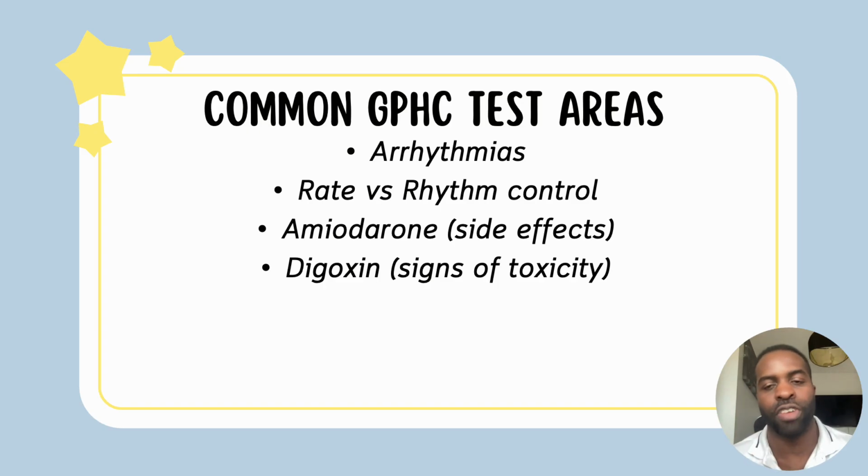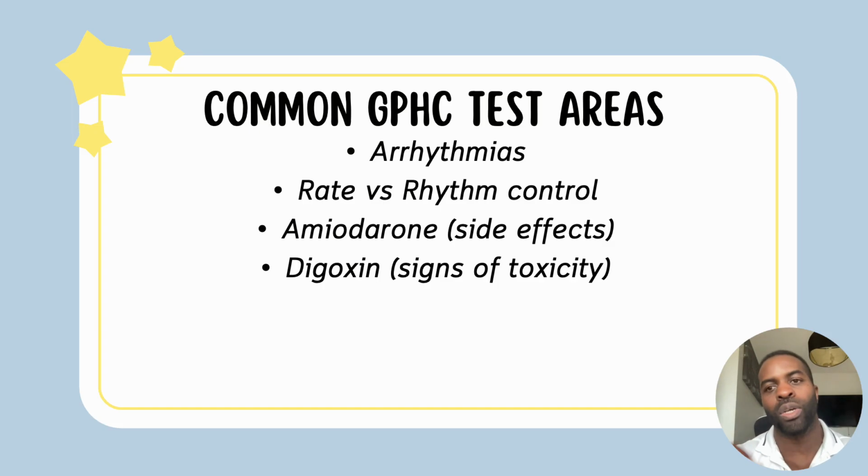Number one, you need to know what an arrhythmia is and also the definition of arrhythmias, which is just abnormal heart rhythm. Second thing is you need to know the difference between rate control and rhythm control, and also know what drugs are used in each of them. Then amiodarone is a drug that comes up quite a lot in your exam. Amiodarone and digoxin. Definitely need to know these two drugs. You need to know the side effects, you need to know the doses, you need to know what they're used for. So once you know this, these are the areas that get tested the most when it comes to arrhythmias.